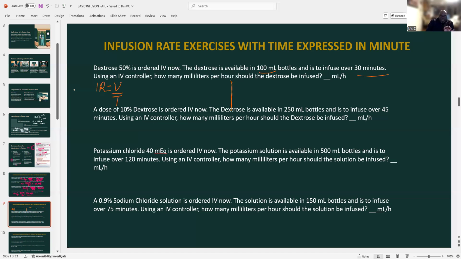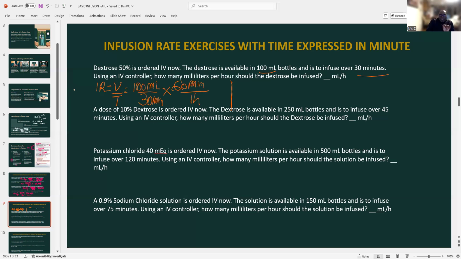Volume is a numerator, time is your denominator. If your time is in the denominator and you have to convert that to hours, go ahead, get your volume, which is 100 ml, divide that by 30 minutes, like you do if the time was in hours, multiply that by 60 minutes, divide by 1 hour. Don't forget this.